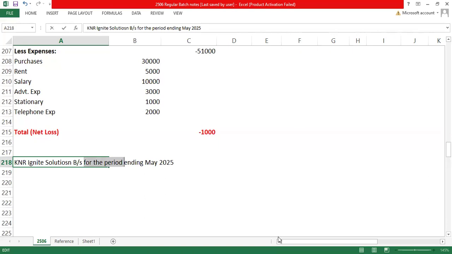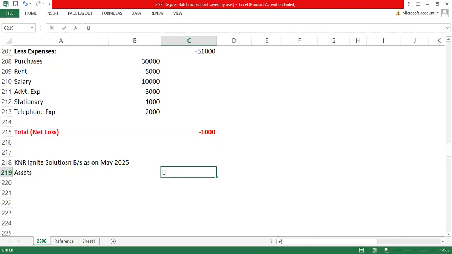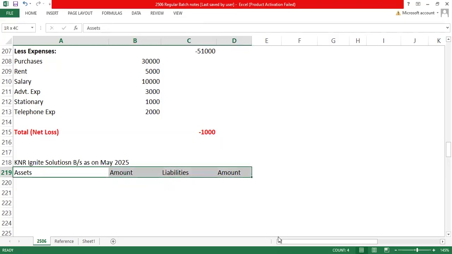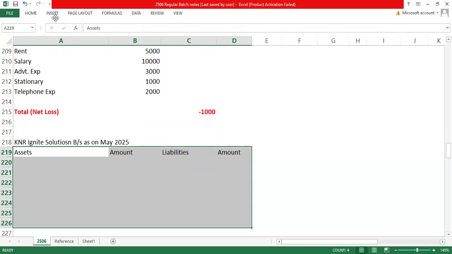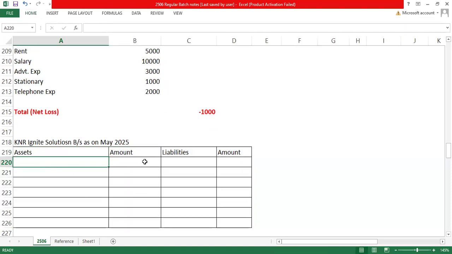We don't say for the period ending, we say as on May 2025. When I say as on May 2025, whatever happened earlier in the past until May 2025, I'm going to include everything. The first thing that comes into this is assets, and on the other side you will have liabilities. So assets and amount, liabilities and amount. Whenever I'm calculating this, let's understand how I calculate my assets category.